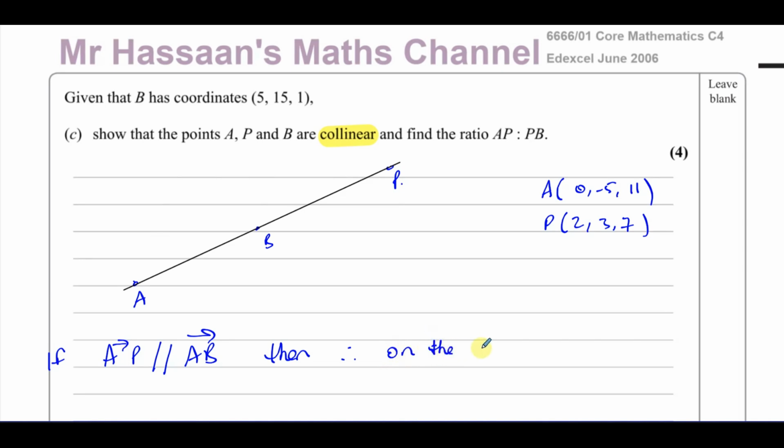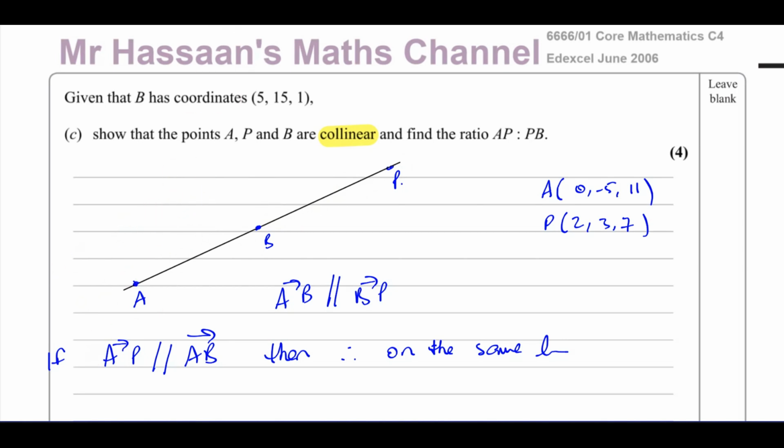Why? How can we say that? Because if they're parallel, meaning they have the same direction, if A to P and A to B have the same direction, and they're both passing through the same point A, they must be on the same line because they have the same direction and they're passing through the same point. I could say the same thing for A to B if it's parallel to B to P. If A to B is the same direction as B to P, they both pass through the same point and they're both the same direction, therefore they must be collinear. They must share the same straight line.